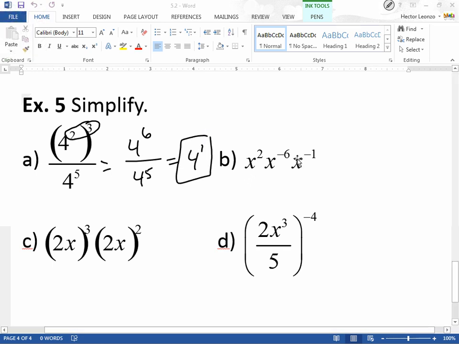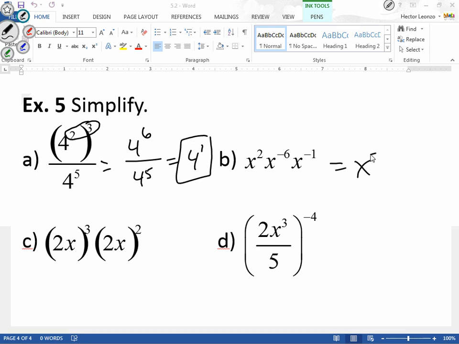Now looking at my example B, this is the first thing we learned. Whenever we have the same base, I'm just going to add the exponents. So I'm going to copy the base. I'm going to add the exponents. 2 plus a negative 6, that's a negative 4. Negative 4 minus 1, that's a negative 5. So far I just added my exponents. Now, because it's a negative, I have to convert it into a fraction. X to the 5 to the bottom. I cannot leave the top empty, so 1 over x to the 5th.